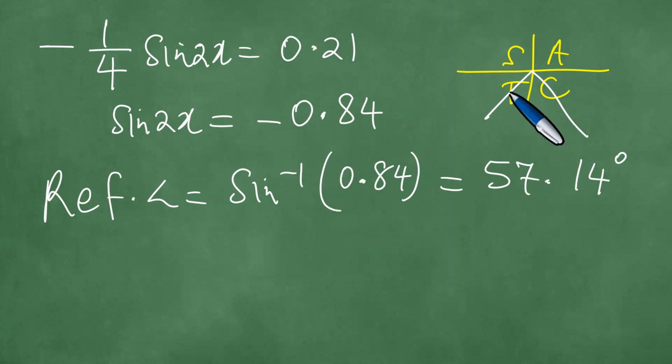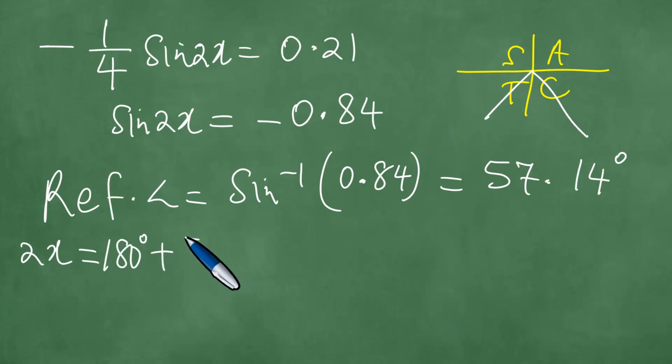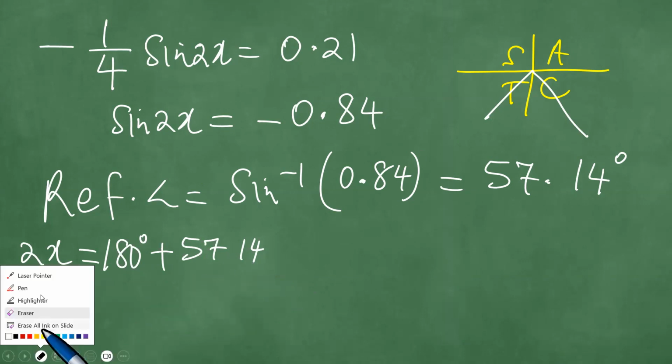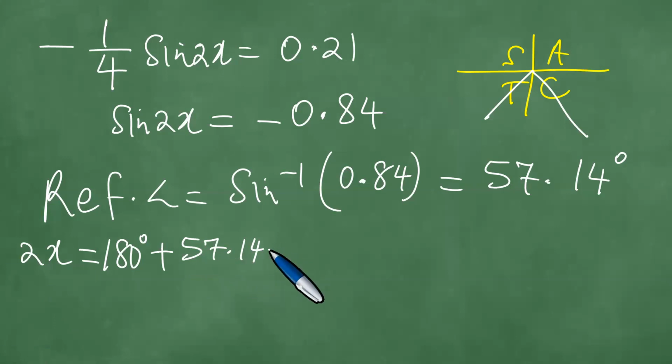So this angle is going to take us to those 2 angles, meaning we're going to say 2x. Okay, now it's going to be 180 plus to get here. 180 plus, which is going to be 180 degrees, 57.14. Okay, let's put a point. Plus k times 360 degrees.